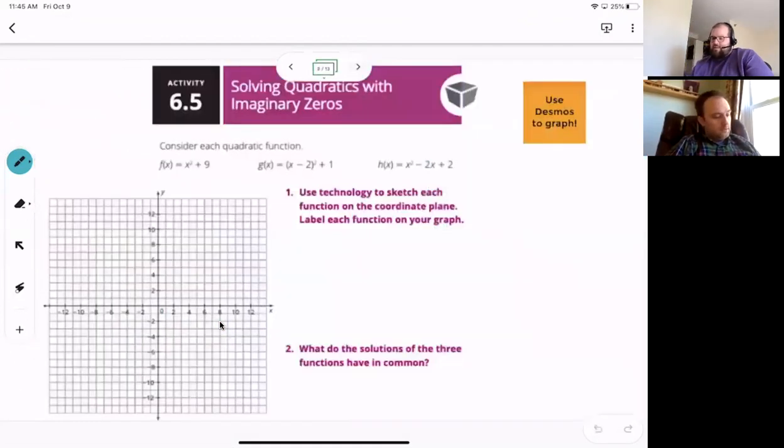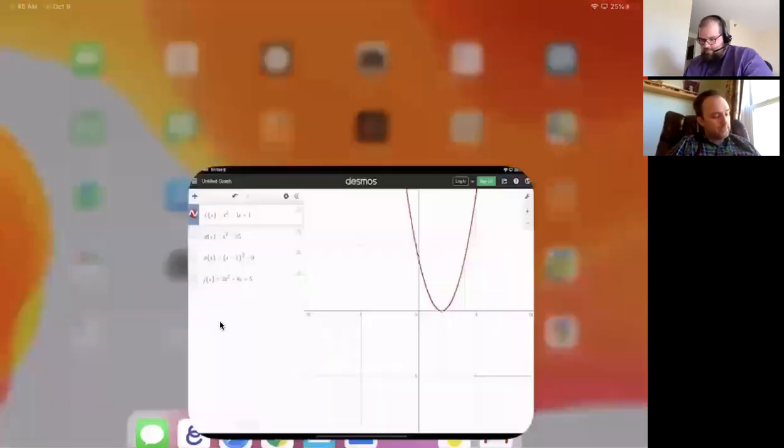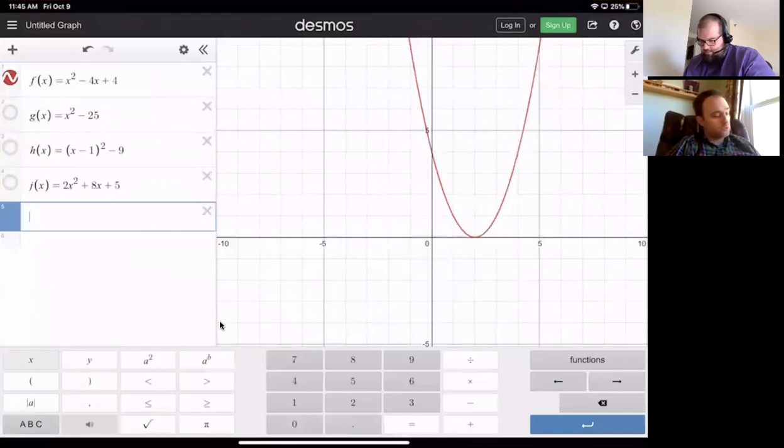All right. Ooh, we're going to use some technology. That's exciting. Do you want to chat about these while I graph these in Desmos? Love to. So we've got x squared plus 9, which is similar to the x squared plus 1 we had before.